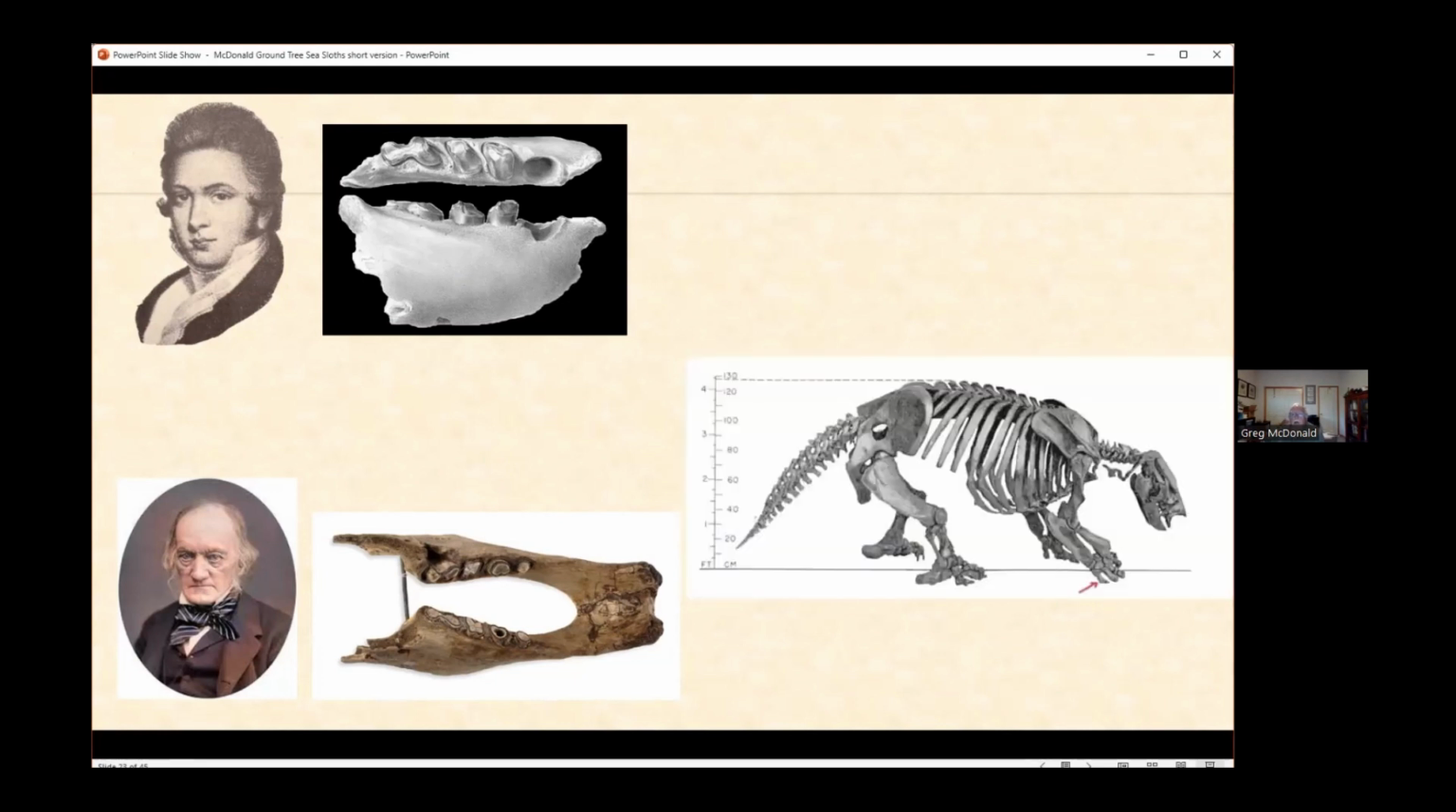And so it was eventually renamed from Mylodon harlani to Paramylodon. We recognized that Paramylodon and Mylodon were two distinct genera in the same family, closely related but quite different in a number of ways.